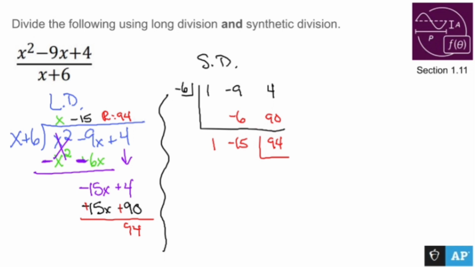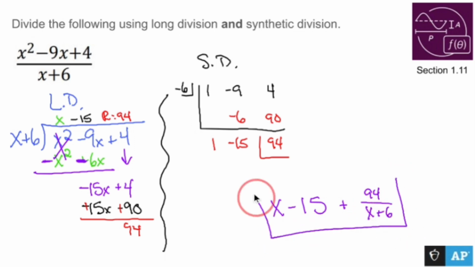Now the way you answer these problems to completion, if you're being asked to just do division and nothing else, like slant asymptotes, that'll be my next video, is you say, all right, my answer is x minus 15. However, if you have a remainder, the way you write out your remainder is you say plus that number, 94, over your factor x plus 6. And that'll be my answer to this guy. But there you have it, long division, synthetic division, tons and tons and tons of fun.